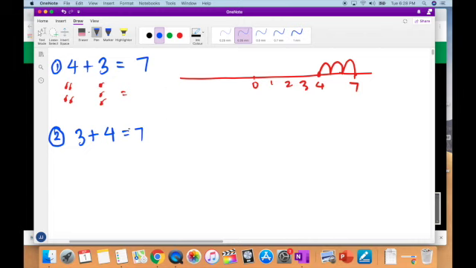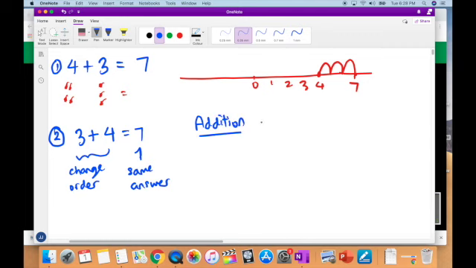Right. So when we change the order, but we have the same answer, we say that the operation of addition, which is an operation, is commutative. Please remember that.